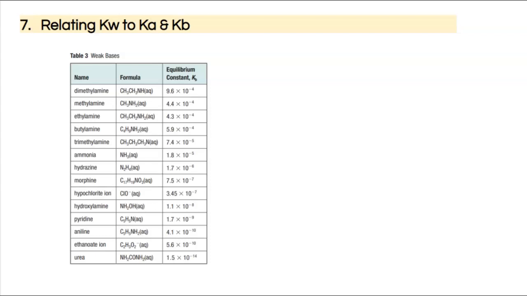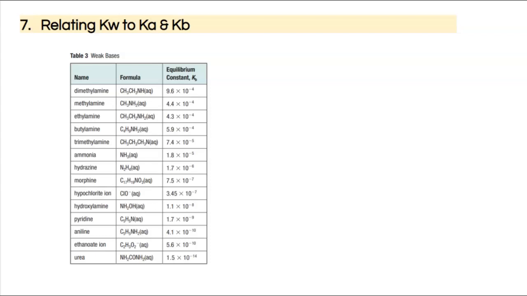So you'll notice that this is an excerpt from the table in the back of our textbook outlining the Kb values for some weak bases. And this is a very short list. Many more Kb values exist. But these are some that are presumably used to solve some of the problems in our textbook.